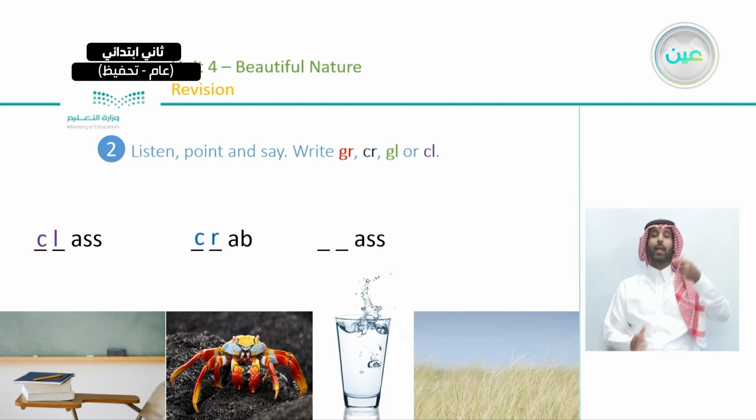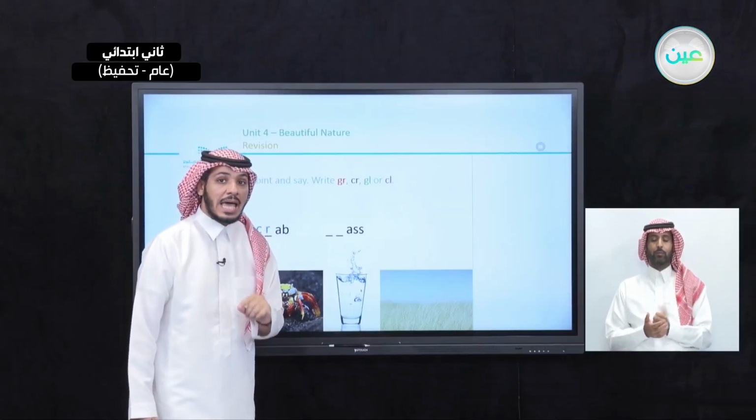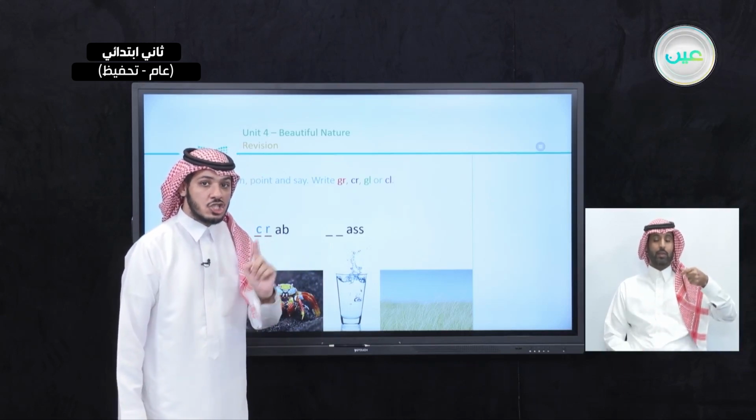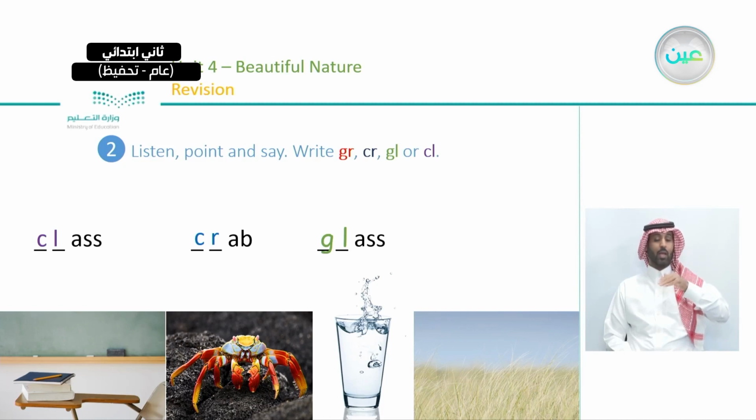Okay. Let's listen and tell me after that. Glass. Okay. So it's glass. What are the two missing letters? Glass. GL. Excellent. So we have GL here. Okay. The last one here.